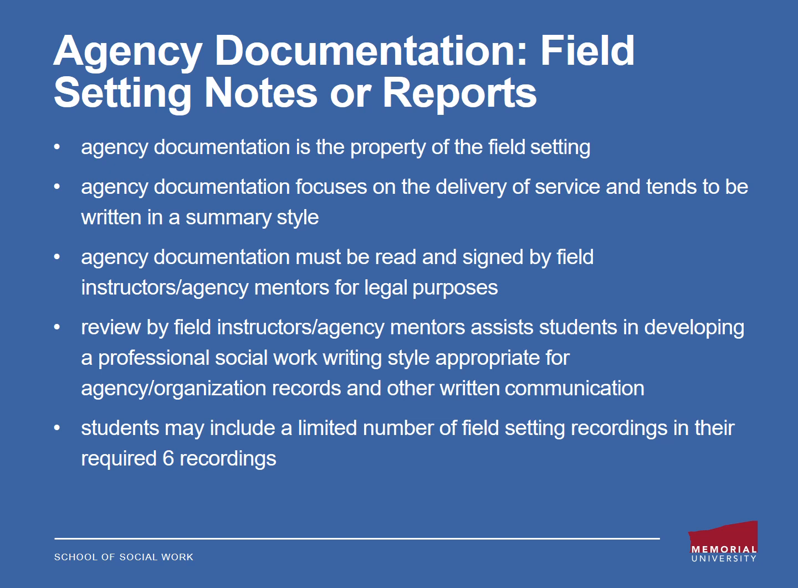Also, review by field instructors and agency mentors assists students in developing a professional social work writing style appropriate for agency and organization records and other written communications, such as reports, letters, memos, or minutes. Whether or not required by the field setting, students may include a limited number of field setting pieces of documentation in the required 6 examples of service recipient work. In other words, pieces of agency documentation can count as up to 4 of their 6 examples of service recipient work. If they use the agency documentation as one or more of their examples, it is still important for them to engage in critical reflection as part of that process, such as during field instruction with their field instructor.